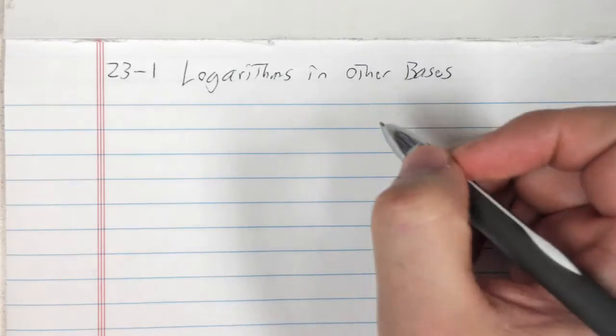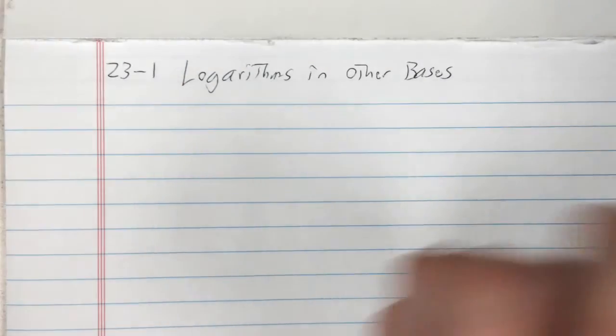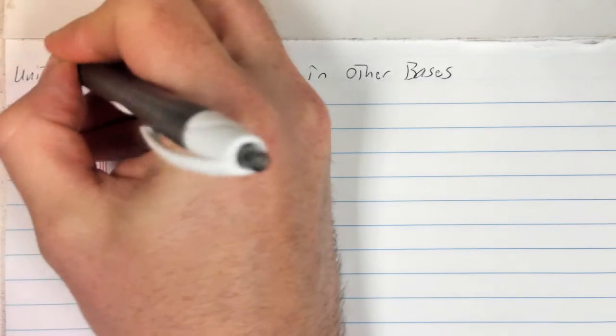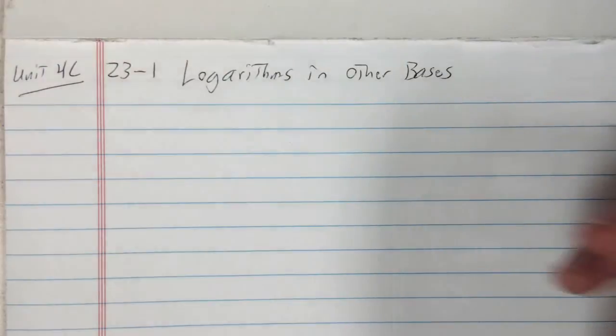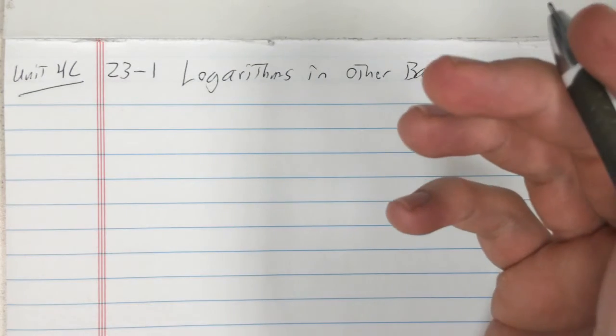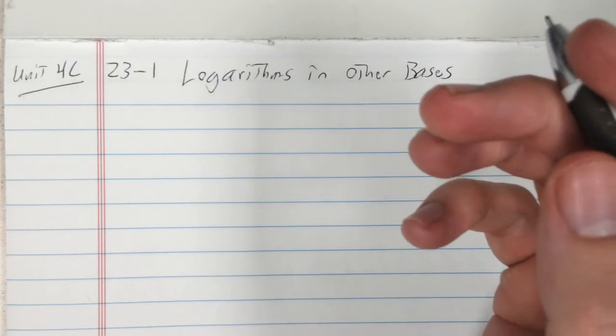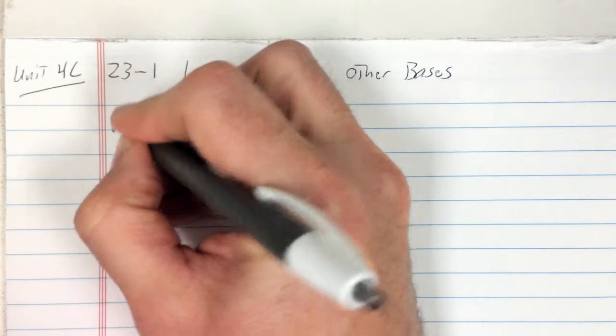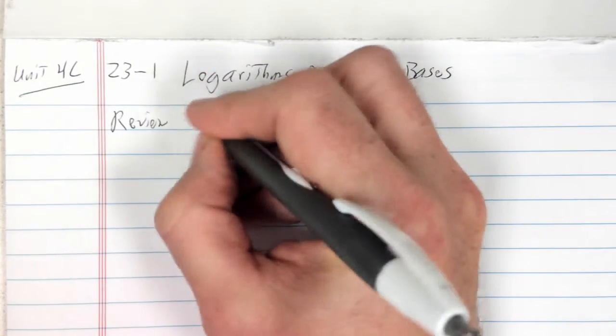Last unit we were doing logarithms in base 10. So here we're doing unit 4C. We're starting out with logarithms in other bases other than 10. All right. Before we get into that, we're going to have to review inverses.